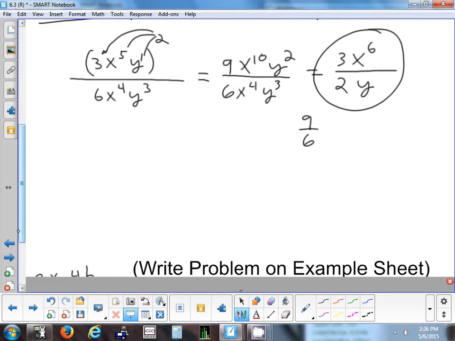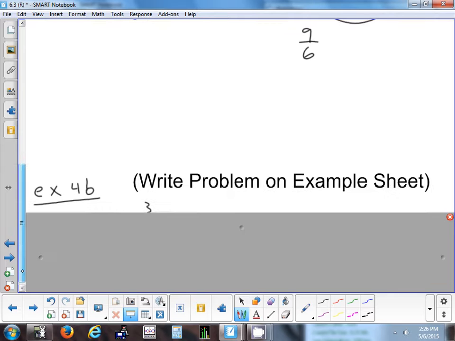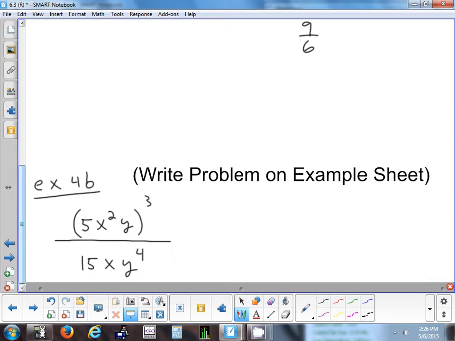Okay, last problem, which is 4B. Put this on your example sheet. Can I divide right away? No. Why not? Parentheses. So what might be a good thing to just copy down because it's not going to change yet? The bottom. Okay, it might change eventually, but it's not going to change in the first step.